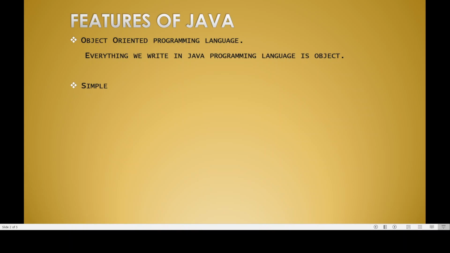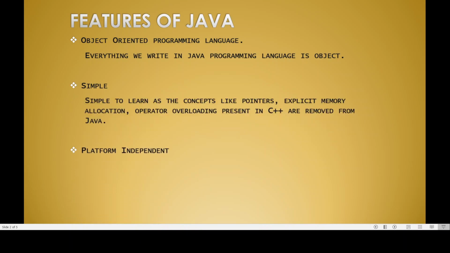Next feature is simple. Java is very simple to learn and its syntax is based on C++. Java has removed complicated and rarely used C++ features like operator overloading, explicit memory allocation, and manual memory allocation and deallocation. The pointers concept is also removed from Java. Its syntax is similar to C++, so those who have learned C++ can easily learn Java.